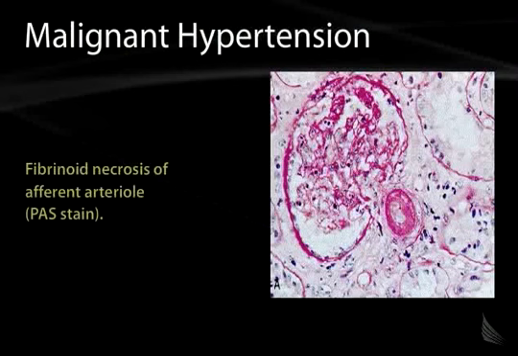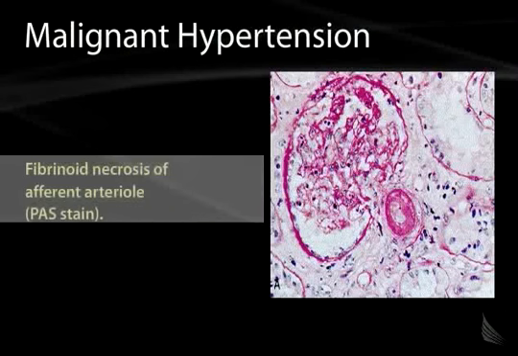Here's what it looks like. You get fibrinoid necrosis, which again is this pink eosinophilic stuff in the wall of this arteriole. And you can also see, though it's not shown here, but in the vascular pathology lectures, you can also see this onion skinning muscular proliferation as well.